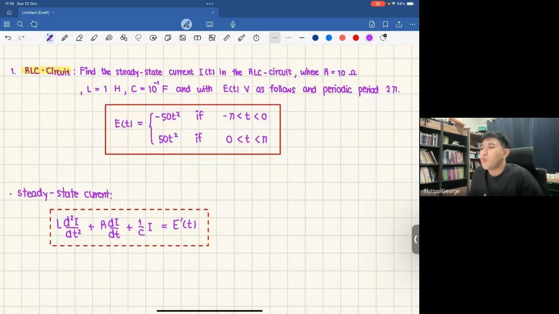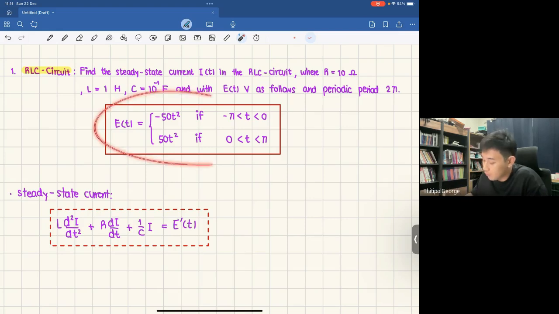So the first one that we're going to go through is the problem related to the RLC circuit. You're asked to find the steady state current, labeled as I(t), in the RLC circuit, where you're provided with the initial information: R equals 10, L is 1 Henry, and capacitance of 10 to the negative 1 farad, and then E(t), as a function of time, with the unit of volt, as follows, and the period is given as 2 pi.